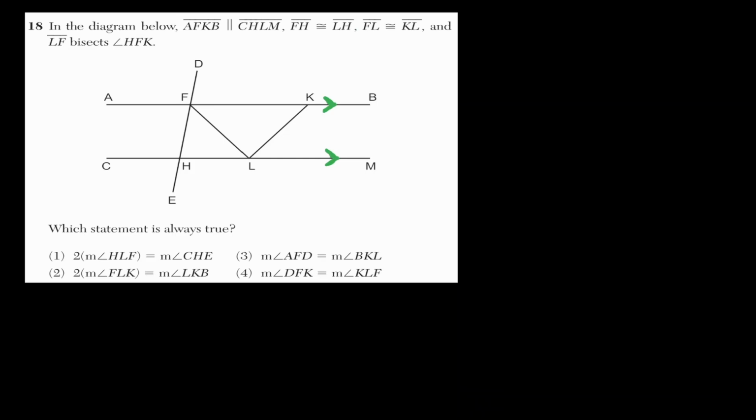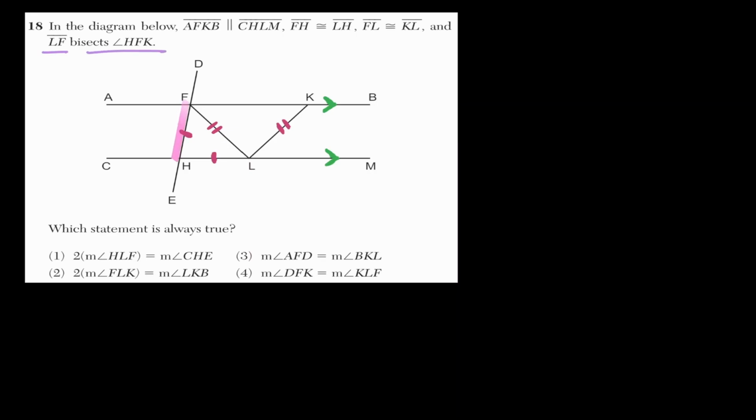And we're also given that the line segment FH is congruent to the line segment LH, where FH is this section in the left and LH is this section in the bottom. And also, FL is congruent to KL, where FL is this section in the left, and KL is the section in the right. And in addition, the line segment LF bisects the angle HFK.